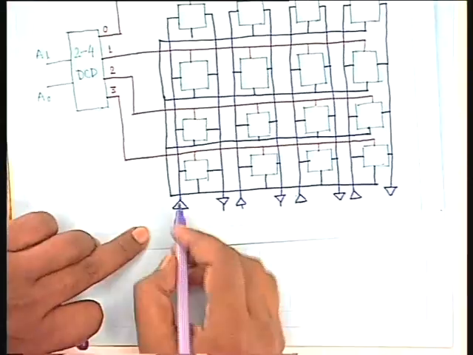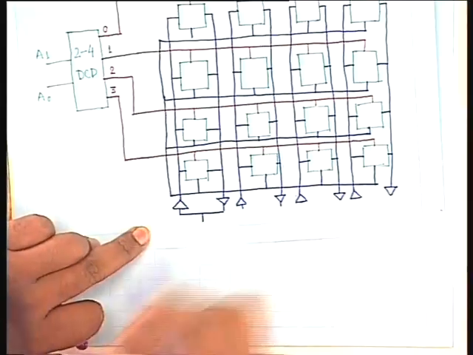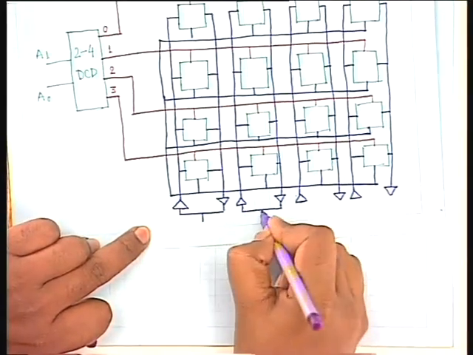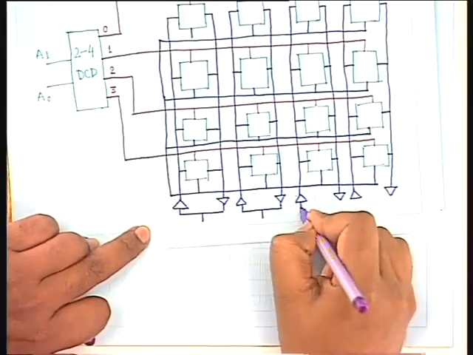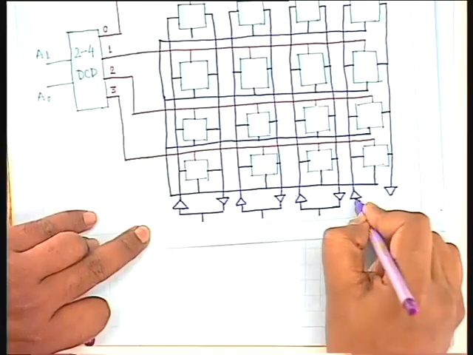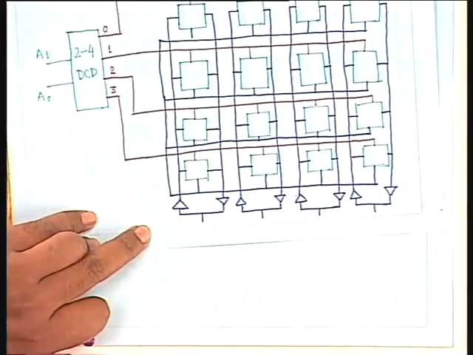Now this buffer pair is feeding the same column, so let us connect these two together. Similarly, this buffer pair is connected to the same column, so let us connect these two together. This is feeding the same pair, let us connect these two together. This is feeding the same pair, so let me connect these two together.